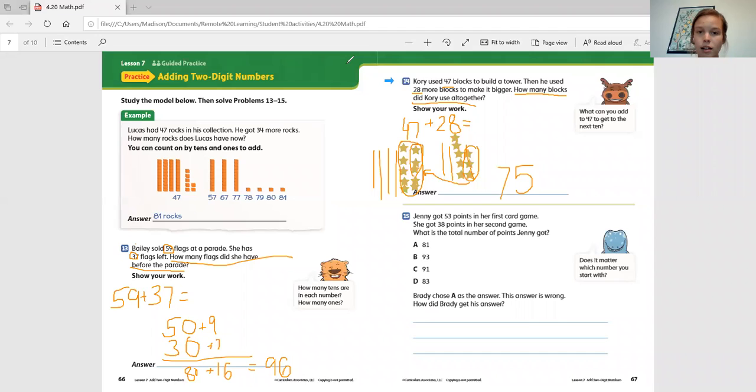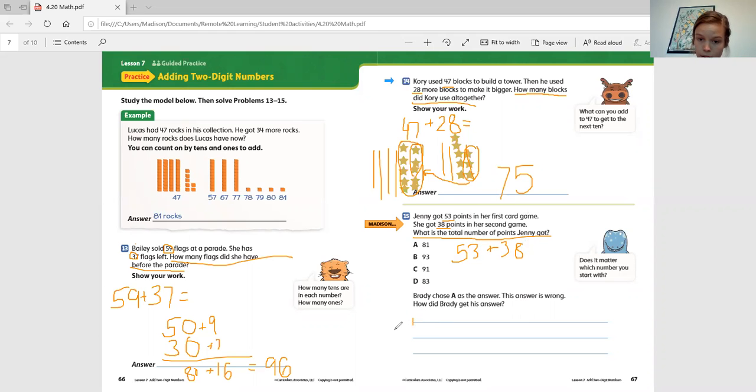All right, now we're down here with this one. Jenny got 53 points in her first card game. She got 38 points in her second card game. What is the total number of points that she got? 53 plus 38. How are you going to go about solving it? I'm going to use this down here to have a number line.